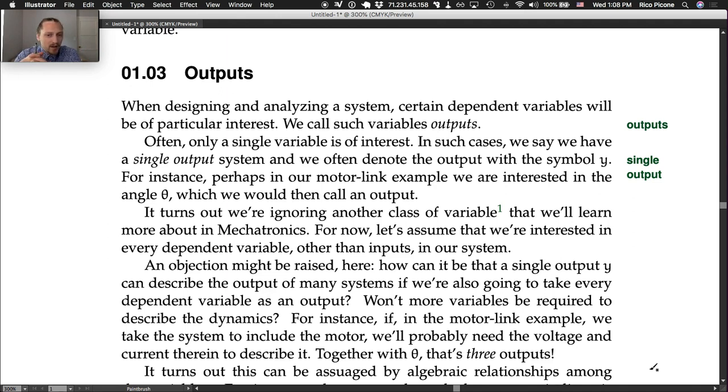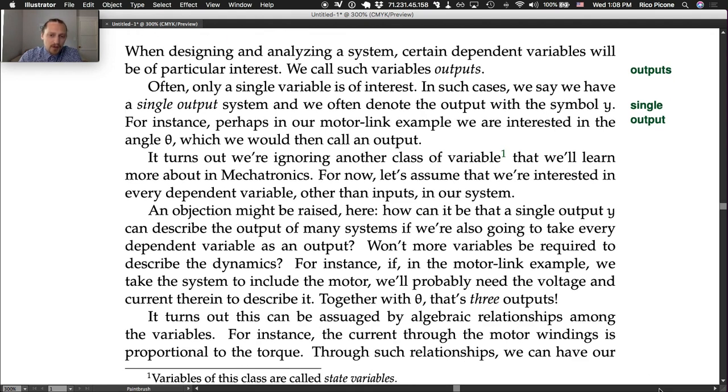An objection might be raised here. How can it be that a single output can describe the output of many systems if we're also going to take every dependent variable as an output? Like, aren't there going to be more things showing up, like theta 1, theta 2, the current, the voltage? Won't more variables be required to describe the dynamics? For instance, if in the motor link example, we take the system to include the motor, we'll probably need the voltage and current therein to describe it. So the motor's got the electrical side too.